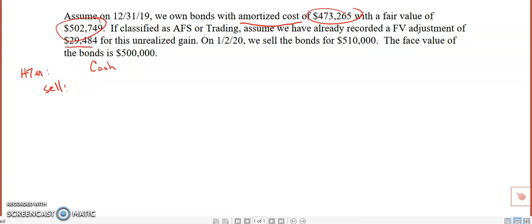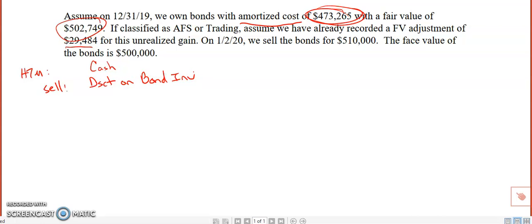If you look up here, you can see the amortized cost, the 473. Remember, that's less than the face value of 500,000 of the bonds. That means these bonds were originally issued at a discount, which would have been a credit balance. Since we're taking it off the books now, if you sell an investment in bonds, you've got to take that discount off the books as well. So what I'm doing here is just putting down accounts, and I'm not even worried about numbers yet.